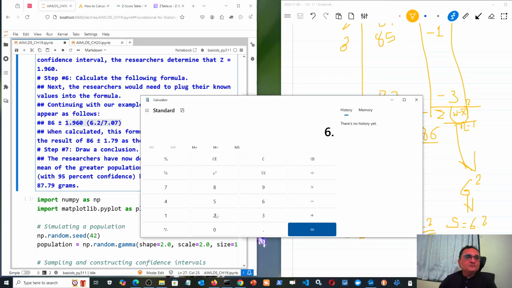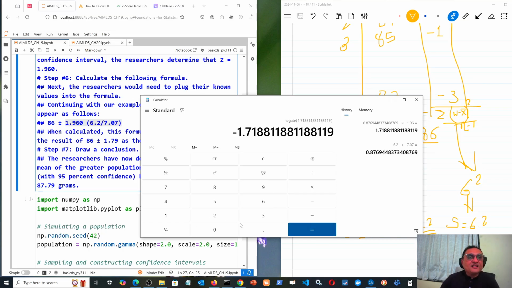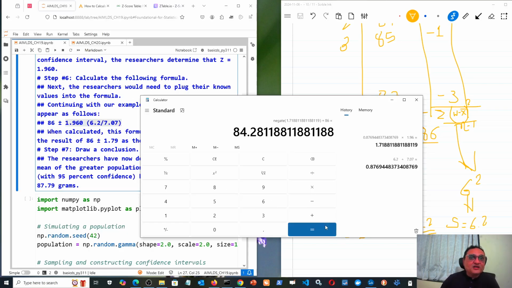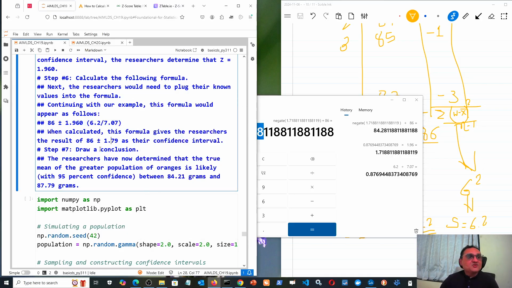6.2 divided by 7.07 is equal to 0.87, multiplied by 1.96. That is the Z score corresponding to the 95% confidence interval. Here I write a minus sign and then 86. So that will give me the lower range value, 84.28.